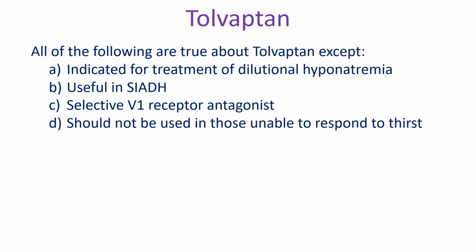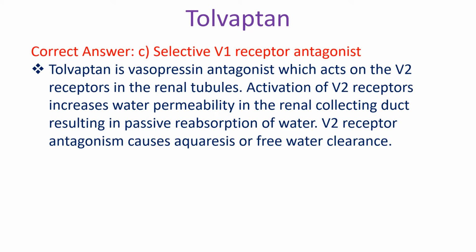All of the following are true about tolvaptan except A. Indicated for treatment of dilutional hyponatremia. B. Useful in SIADH. C. Selective V1 receptor antagonist. D. Should not be used in those unable to respond to thirst. Correct answer C. Selective V1 receptor antagonist.